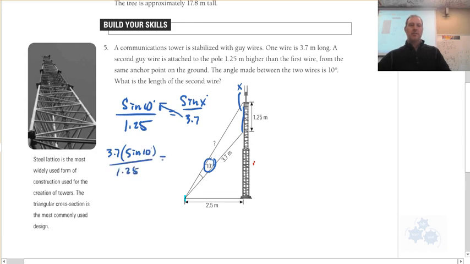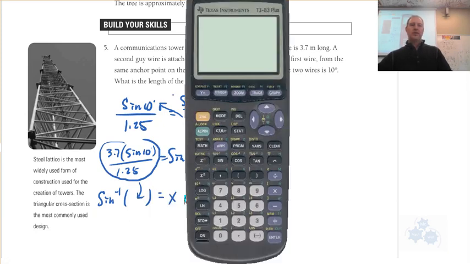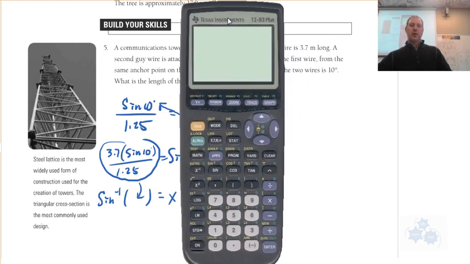And I'm going to fill that in. I'm going to have sine of x. So then I'm going to have sine to the negative 1 of this right here, and that's going to equal x. So remember, when we're solving for an angle, we use the second function part.